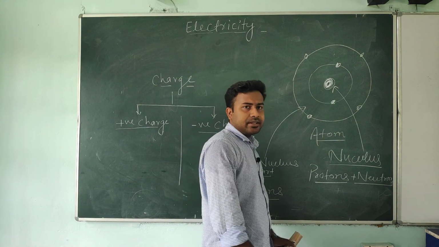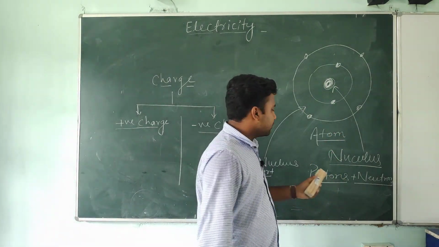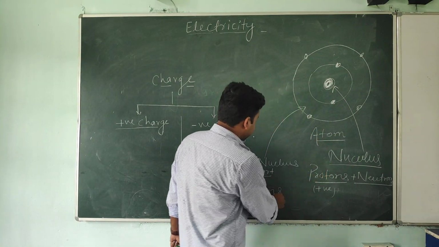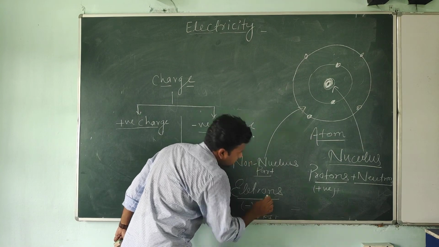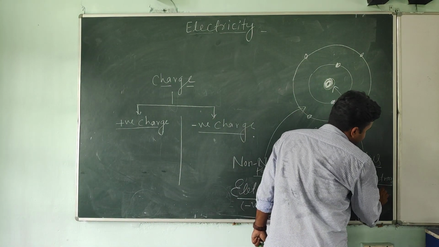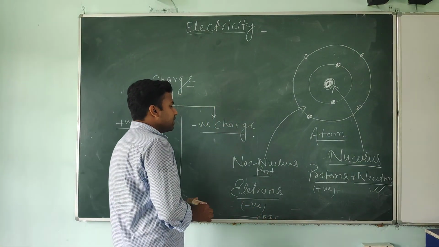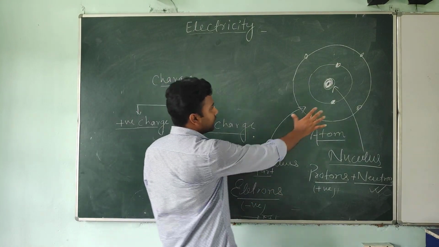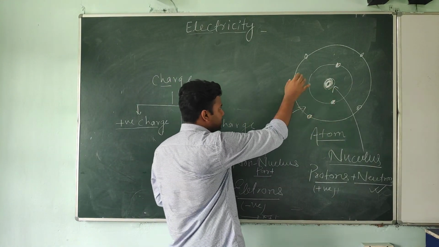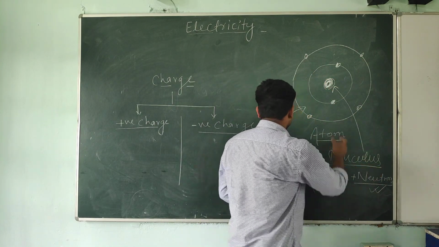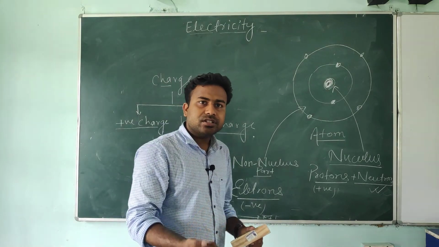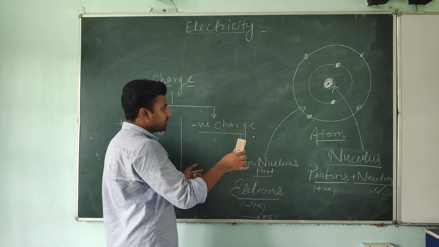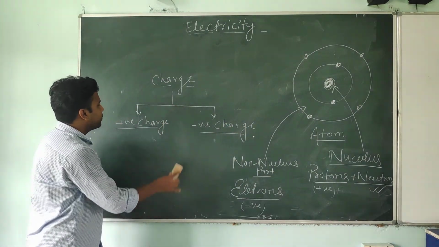Because these things are in our 9th class, we know that protons are positively charged particles and electrons are negatively charged particles. We also know that neutrons are neutral particles. Students, this is the structure of the atom. In the nucleus part we have protons plus neutrons, and in the non-nucleus part we have electrons. Electrons are negatively charged and protons are positively charged. We'll take the help of this structure to explain what is positive charge and negative charge.